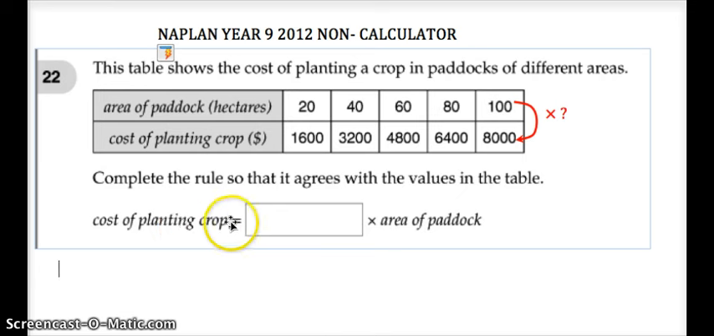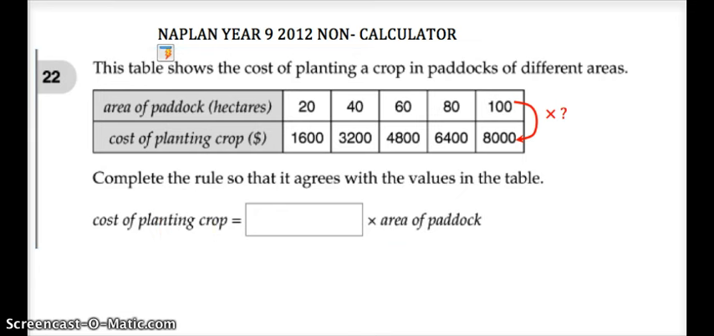Cost of planting crop equals something times area of paddock. Pause the video and attempt the question. Now, we need to see area of paddock. If we look here, something times the area of the paddock gives us the cost of planting the crop. So the area of the paddock times something will give me the cost of planting the crop.